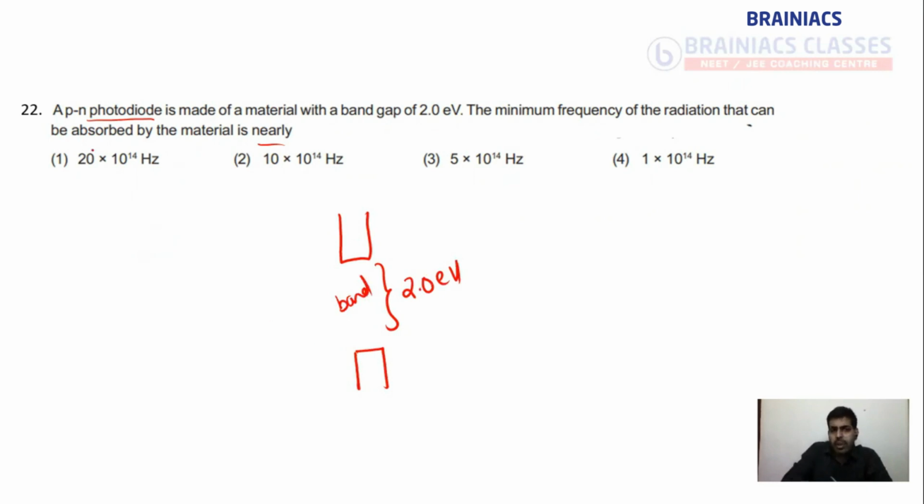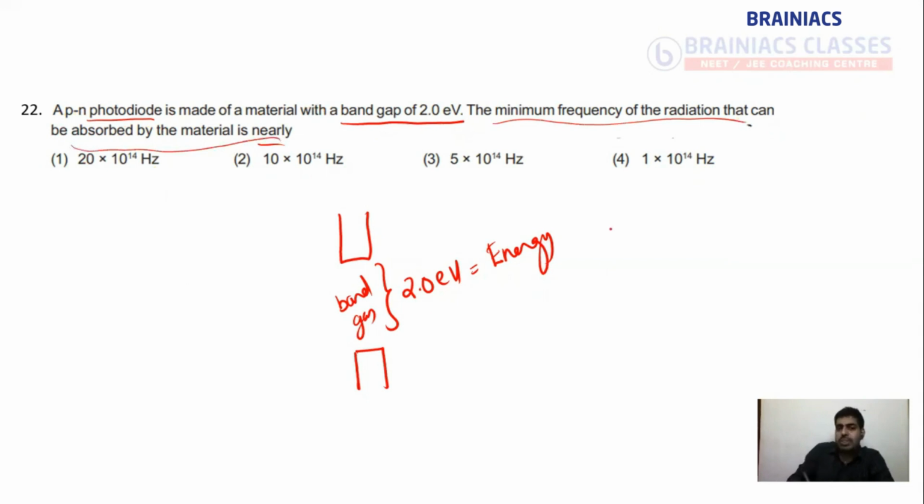Now you know that for a diode, whether a PN diode or an NP, any diode, there is a band gap. This is the band gap, or you can call it the energy gap. So actually 2.0 is the energy of this energy gap. The band gap is 2.0 electron volt. So the PN photodiode is made up of a material having a band gap of 2.0 electron volt, also known as the energy gap. So this is the energy. Now, the minimum frequency of radiation that can be absorbed by the material is nearly.